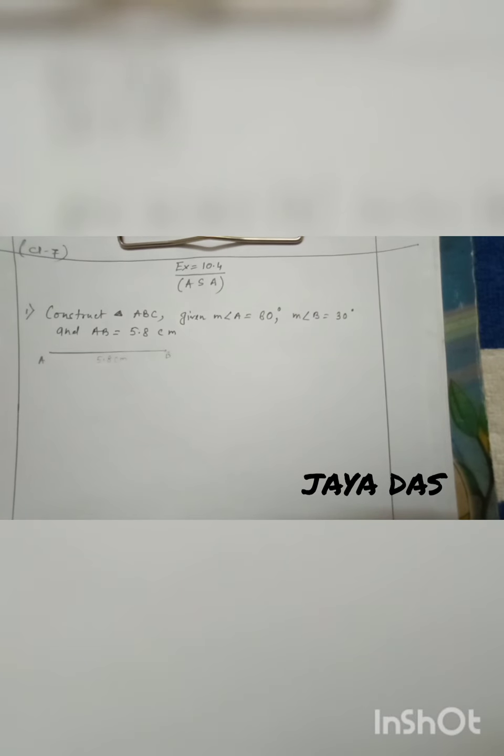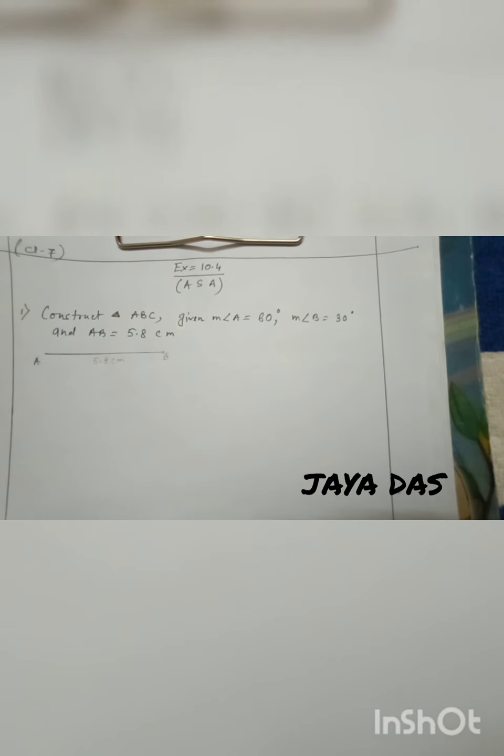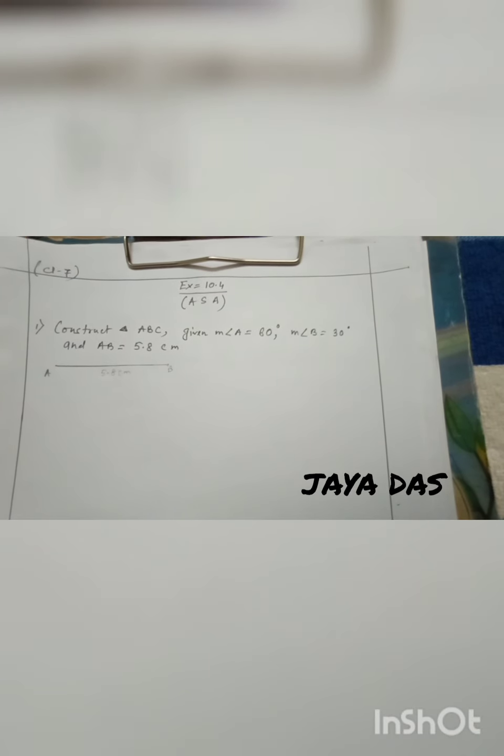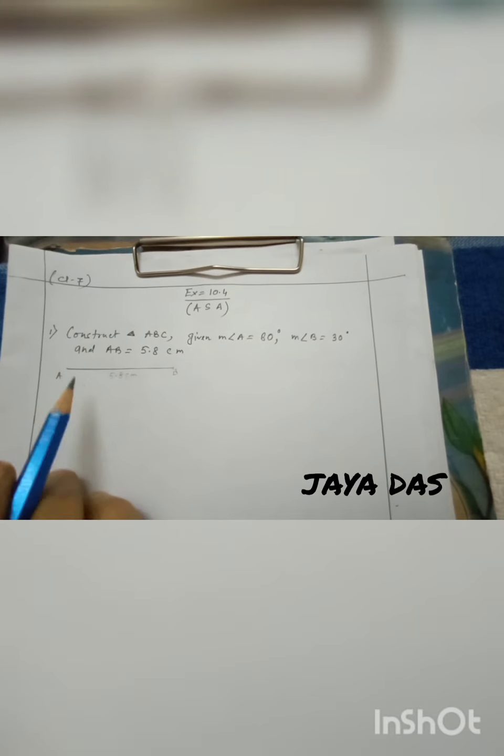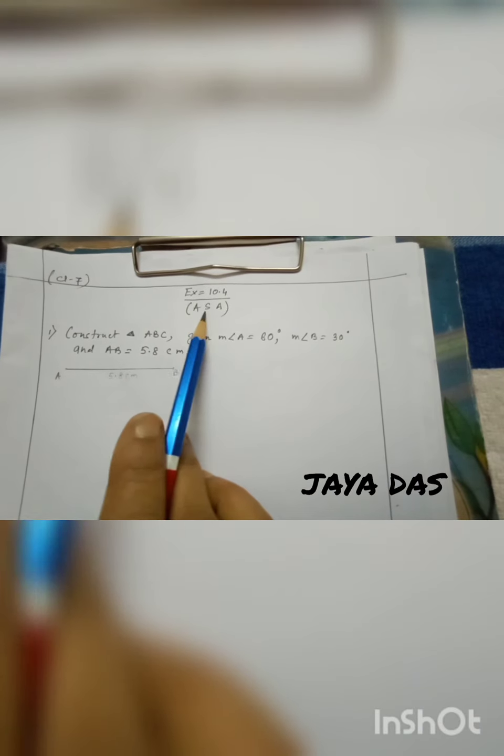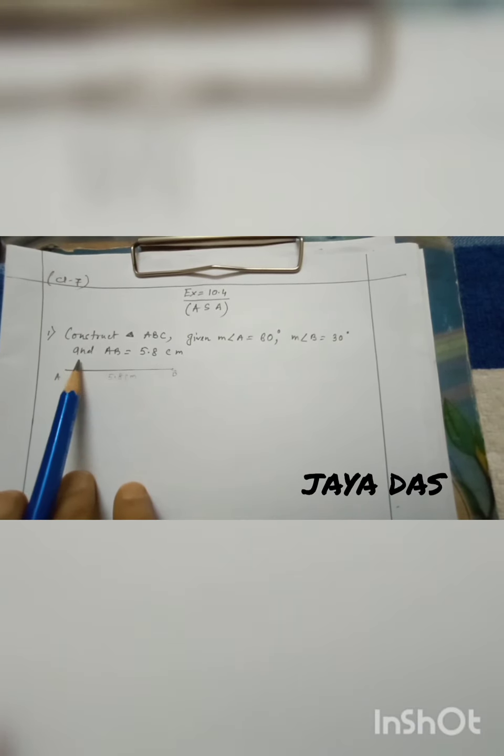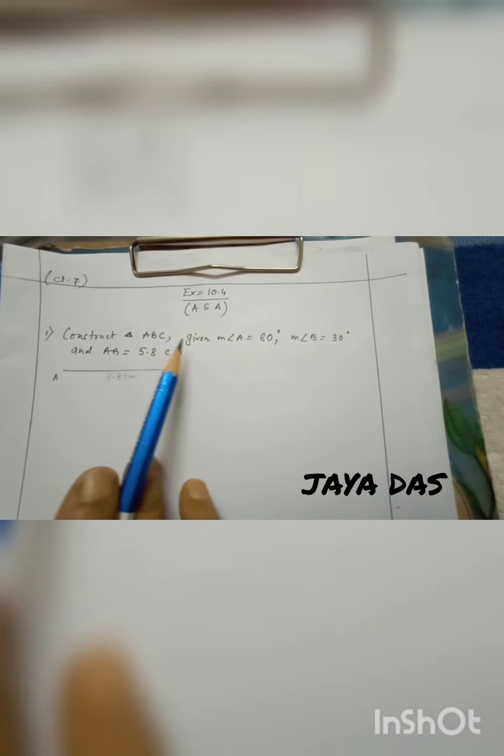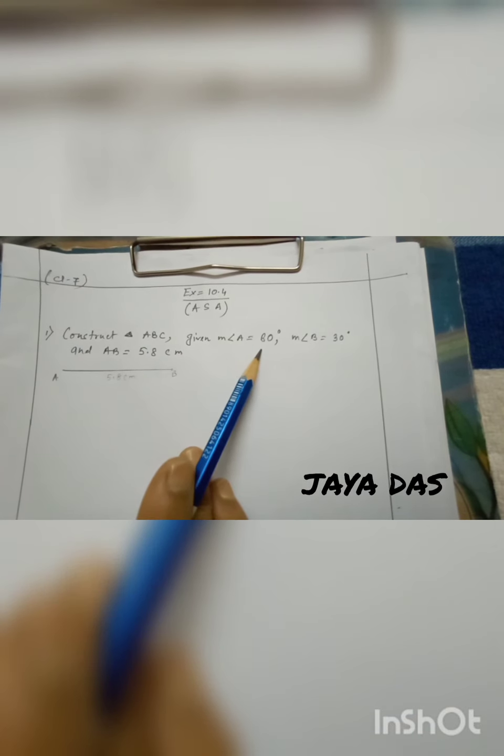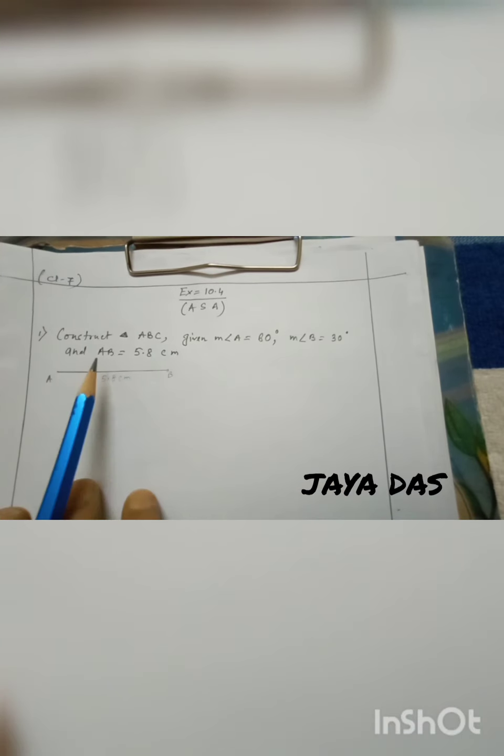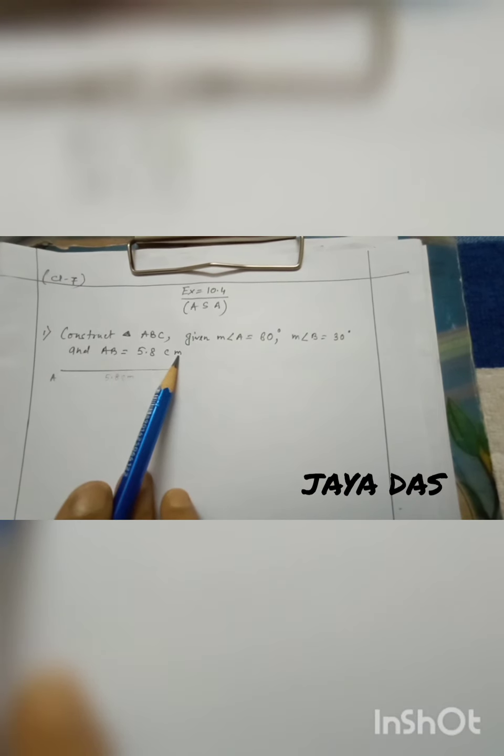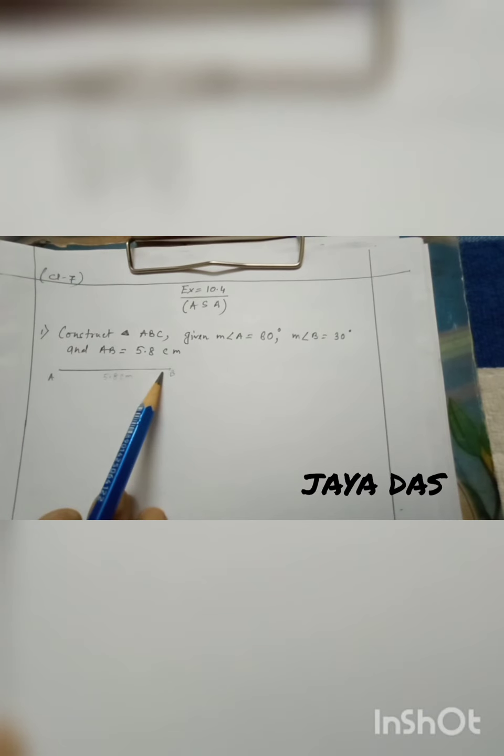Today we will do exercise 10.4 where two angles and one side will be given, and this is ASA criteria. Question number 1, construct triangle ABC. Given measurement of angle A is equal to 60 degree, measurement of angle B is equal to 30 degree, and AB is equal to 5.8 centimeter. I have taken the length 5.8 centimeter.